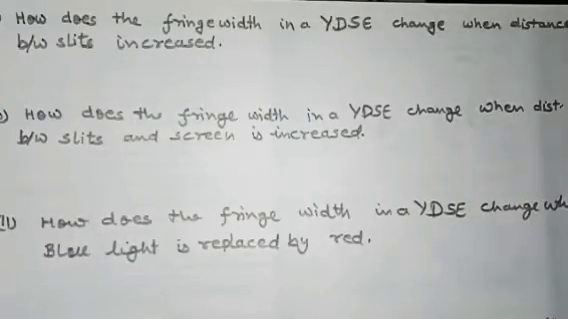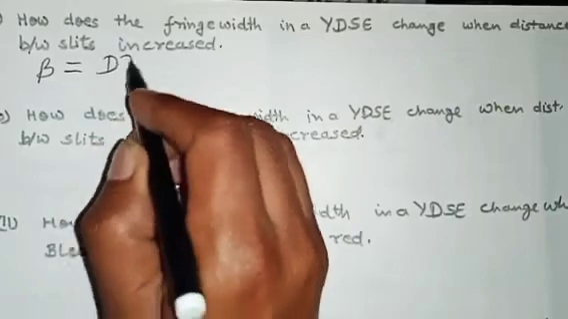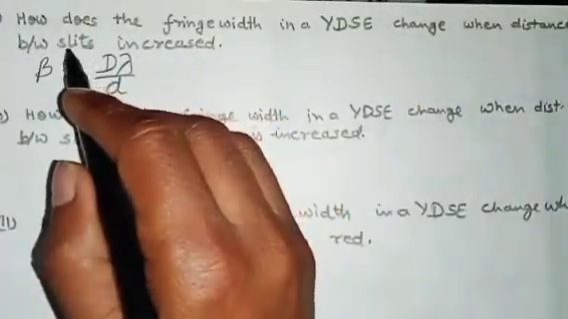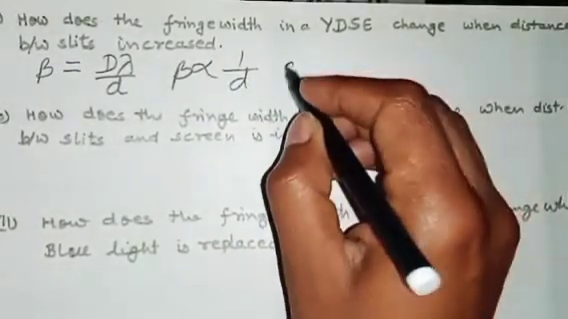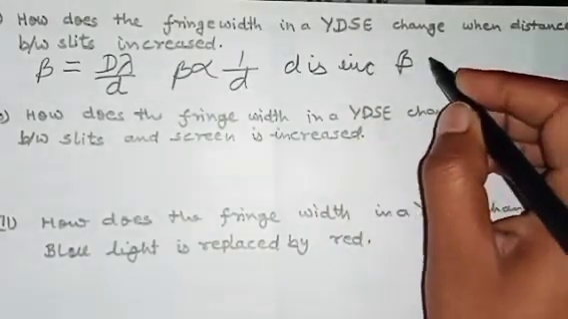How does fringe width in Young's double slit experiment change when distance between slits increases? The formula for fringe width is β = Dλ/d. Distance between slits is d, so if d is increased, β is inversely proportional to d, so β will decrease.